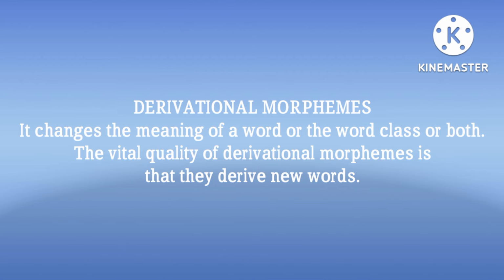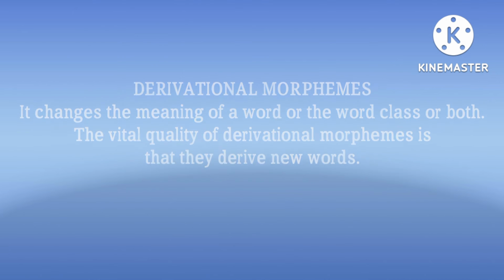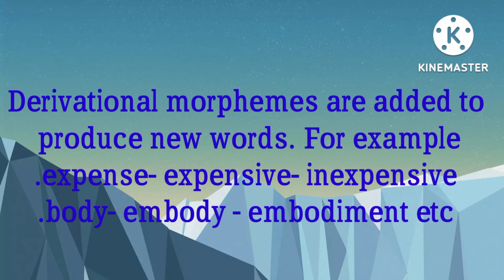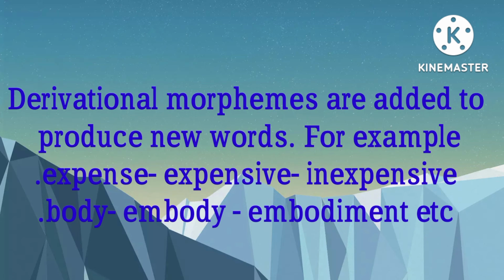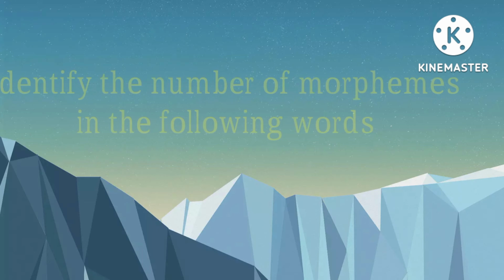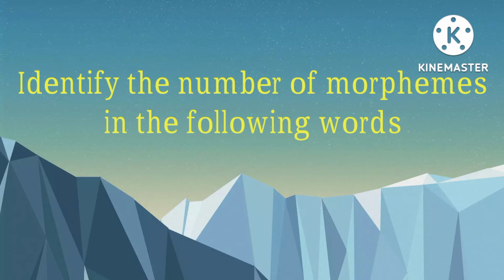Derivational morphemes change the meaning of a word or the word class or both. The vital quality of derivational morphemes is that they derive new words. Derivational morphemes are added to produce new words. For example, expense, expensive, inexpensive. Body, embody, embodiment.